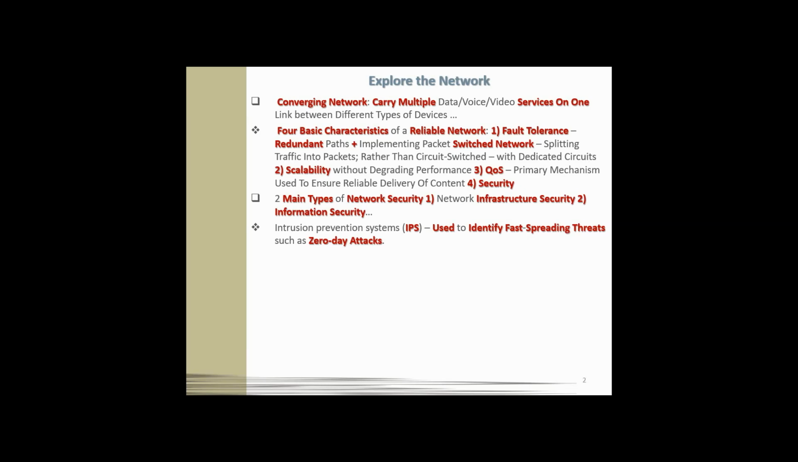And when we say security, we're talking about two main types of network security here. First, network infrastructure security, and second, information security. So they are both very important, and there are two main types of network security that we need to cater for. Bear in mind that technologies like IPS, intrusion prevention systems, may be used. IPSs are used to identify fast spreading threats such as zero-day attacks.